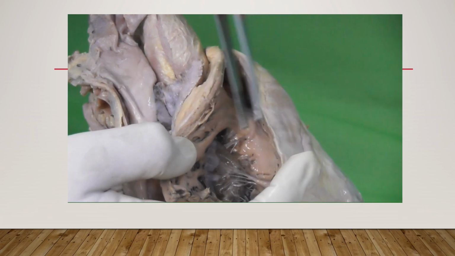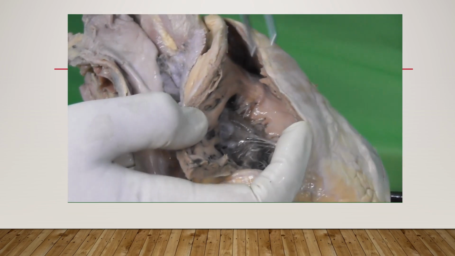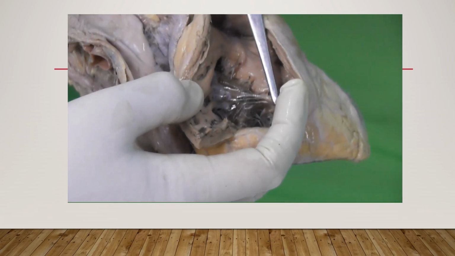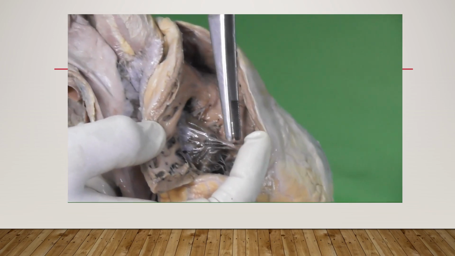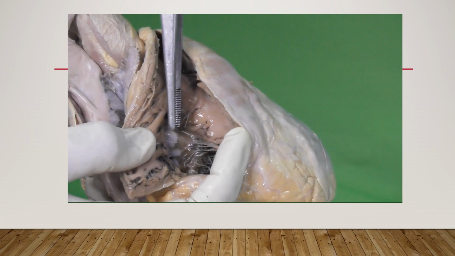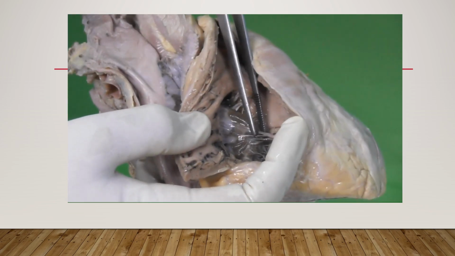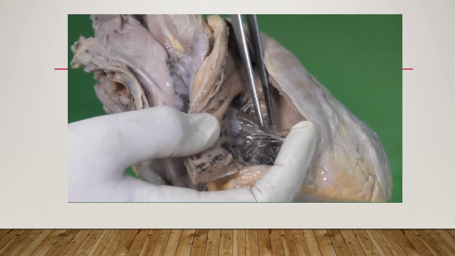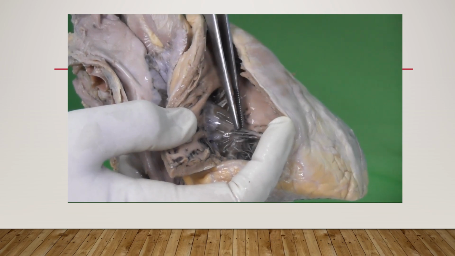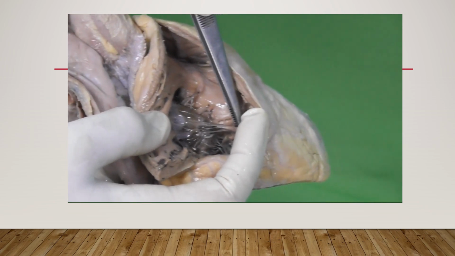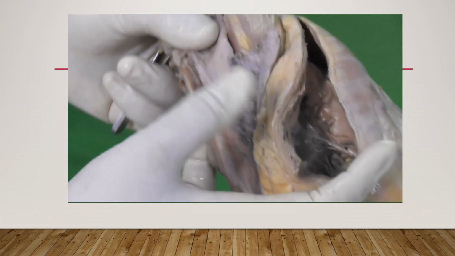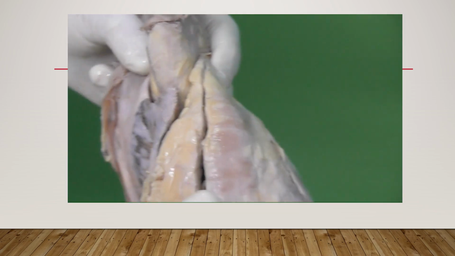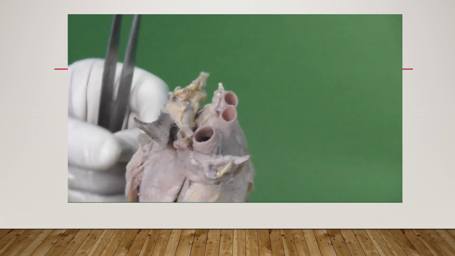Now after opening the ventricles, we can see these small triangular muscles which are called papillary muscles, and these papillary muscles are attached to the cusps of the valve with the help of small thread-like structures which are called chordae tendineae. So these are the papillary muscles, these are the chordae tendineae, and these are the cusps of the valves. So that is about the interior of the ventricle.